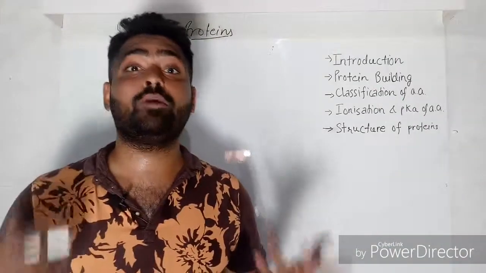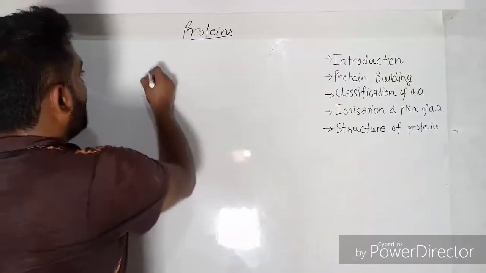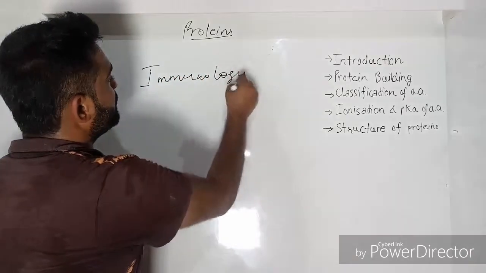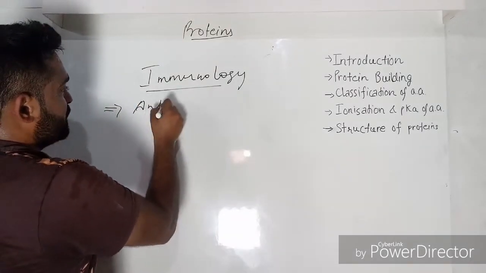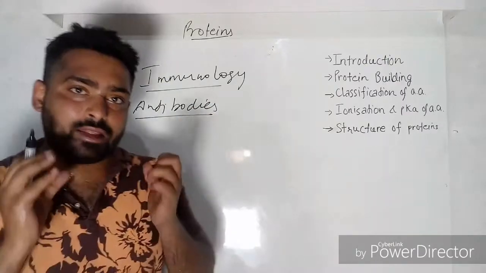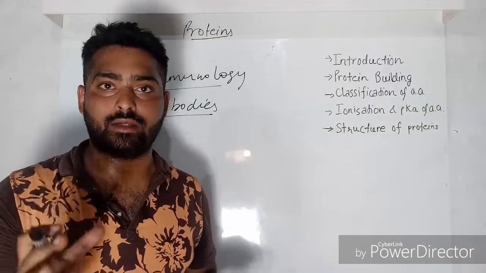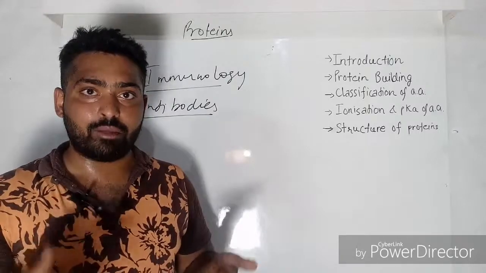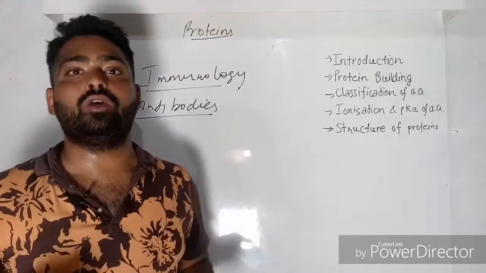Now proteins from an immunological point of view. What do we study in immunology? Immunology is the study of the immune system, basically the antibodies. Now what are antibodies? They are proteins which bind to foreign particles such as viruses and bacteria, so that the body can be protected from infection causing microorganisms.